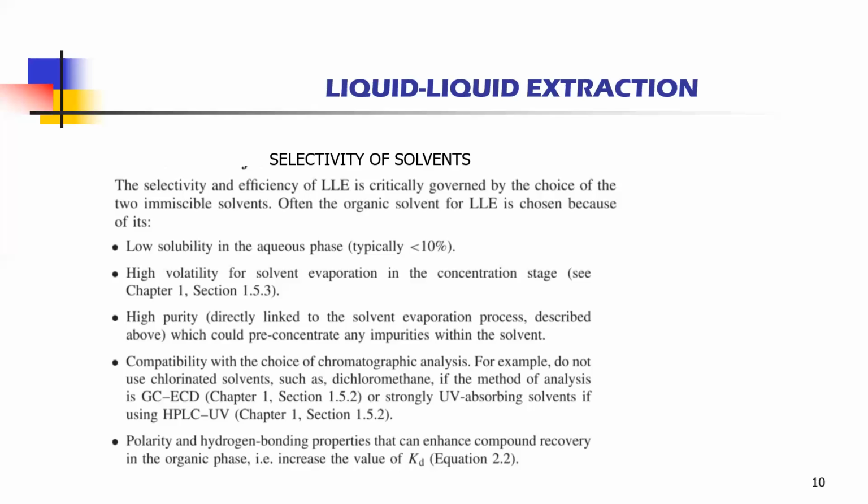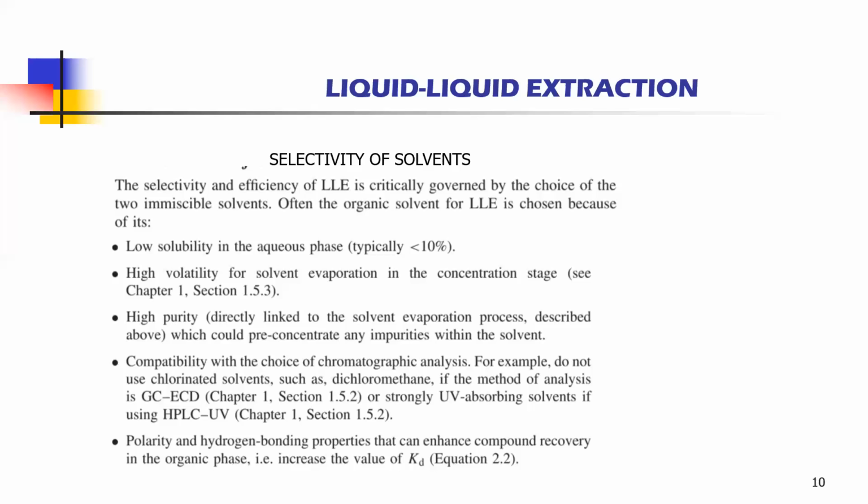For example, do not use chlorinated solvents such as dichloromethane if the method of analysis is GC-ECD. We have already discussed ECD, the electron capture detector. If the solvent itself is chlorinated, then instead of the solute molecule capturing electrons and getting an electronegative charge, the solvent itself will capture them, and that will interfere in the analysis.